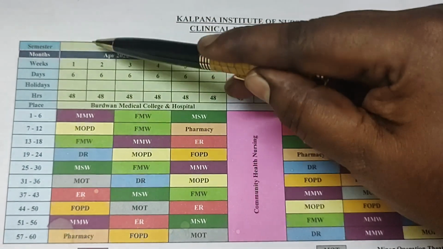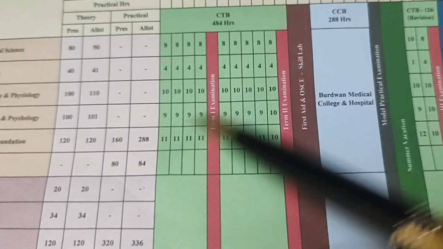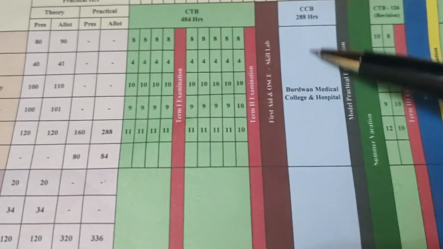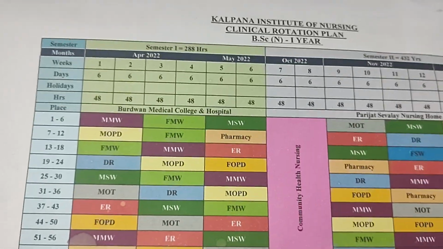Remember what you are making, like months, weeks, days and other things. In the MRP you have to be clear about how many hours have to be covered, and these hours we write separately. You cannot write it over here, so we make it in a clear way in a clinical rotation plan. Thank you.